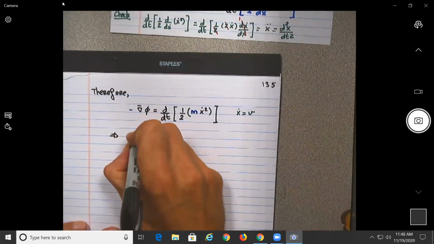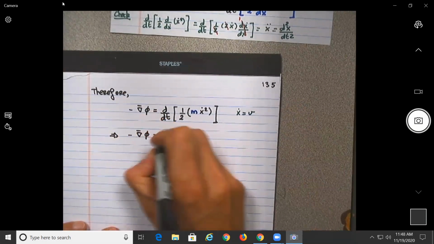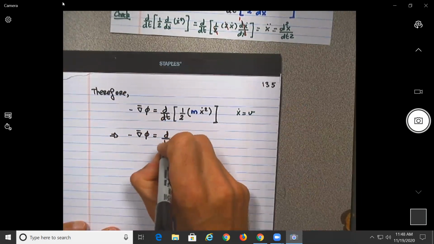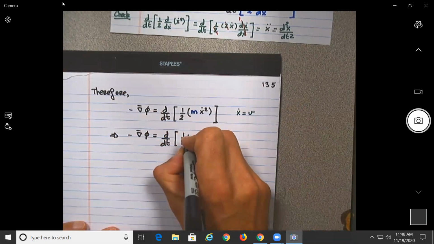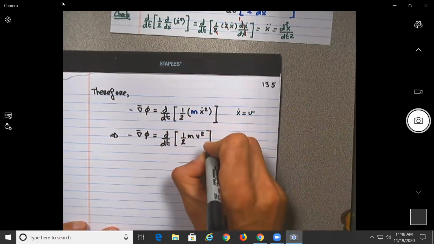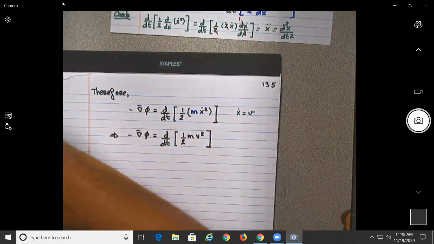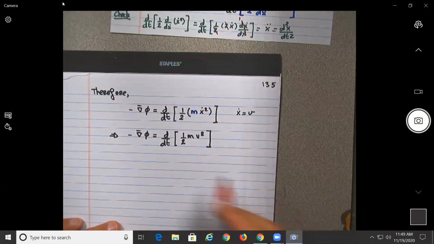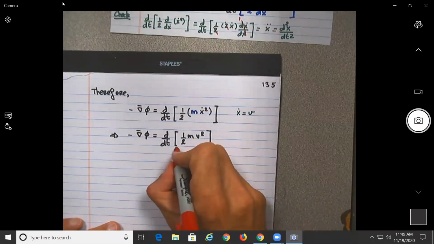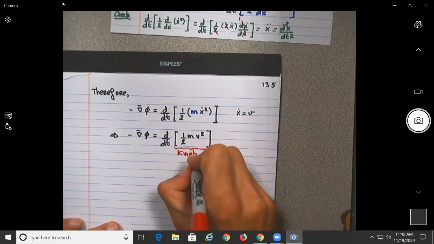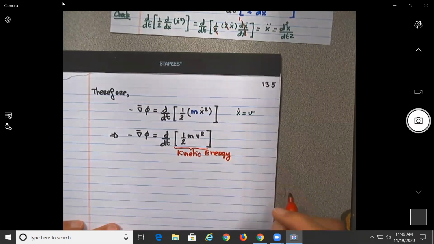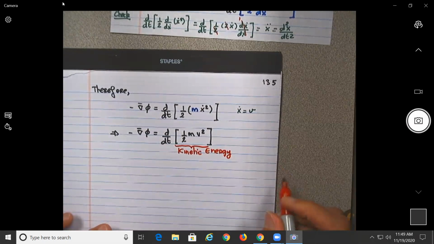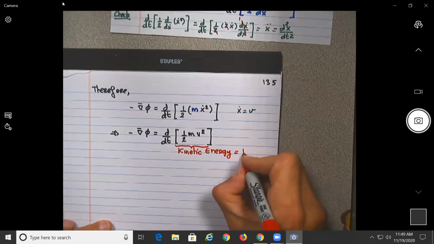We have minus the potential function equal to d/dt of 1/2 mv squared. And yes, this is what is known as the kinetic energy. So kinetic energy exists. Potential energy is a name, no? And let's say this will be our K.